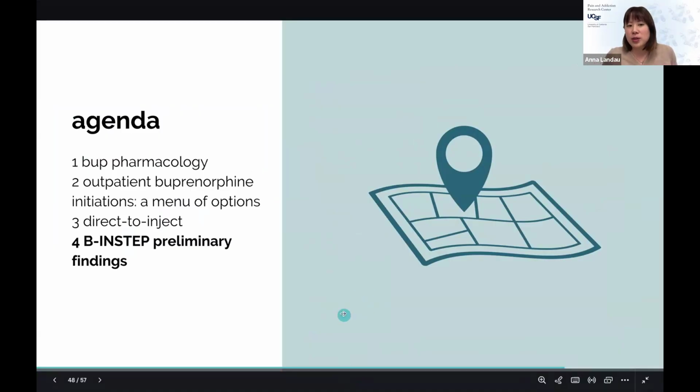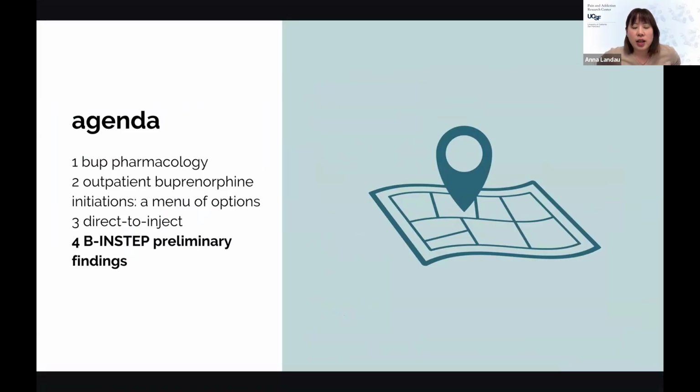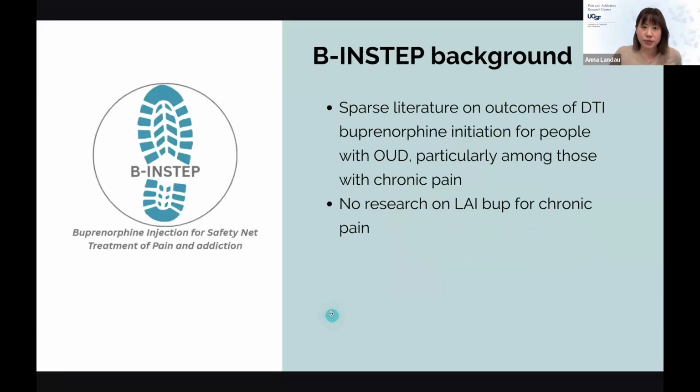And so for the last part of this talk, we were lucky enough to receive a fellowship from PARC, where we sought to evaluate the outcomes associated with direct-to-inject protocols, particularly for people with and without chronic pain. In our setting, as we mentioned in the safety net system, we do see a lot more patients with opioid use disorder. But a lot of people, as we know, also are living with chronic pain. And so we wanted to see how outcomes differ between various populations in our setting.